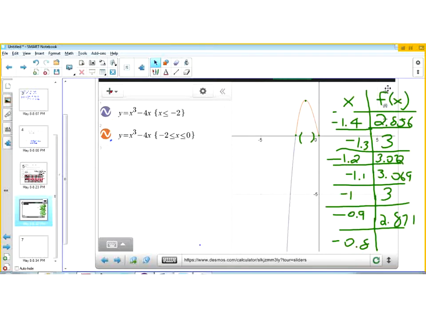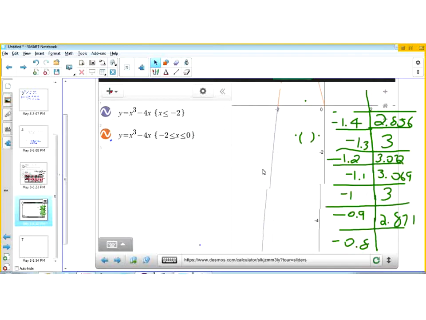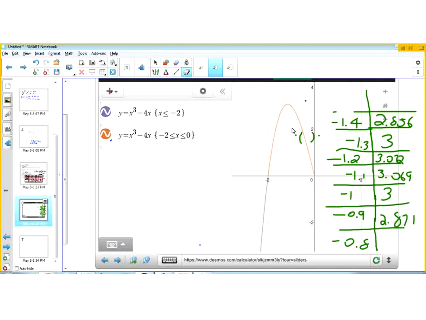Let me see if I can zoom in. Can I focus on the graph? I need to get my cursor. Why does that keep showing up? Okay, yeah, so there we go. And let me pan.